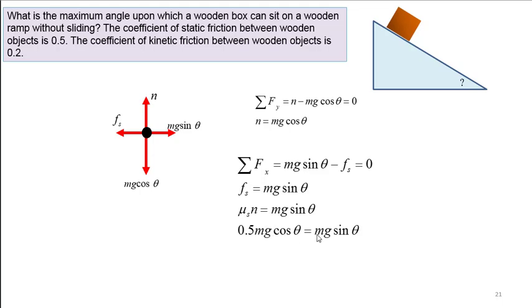Okay, g also cancels out, which means this doesn't matter even if we're on Earth. This would be the same angle if we were on the moon. Solving this, we get that our angle theta is equal to 26.6 degrees. So any wood on wood objects have an angle. The maximum angle they can sit at before they slip is 26.6 degrees.